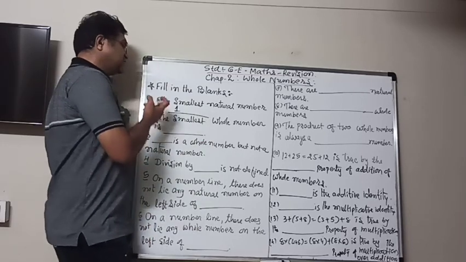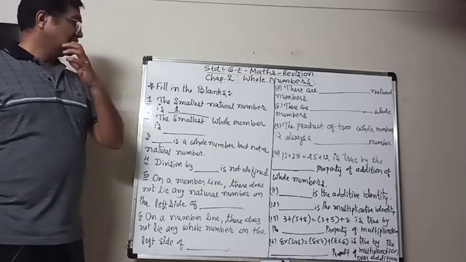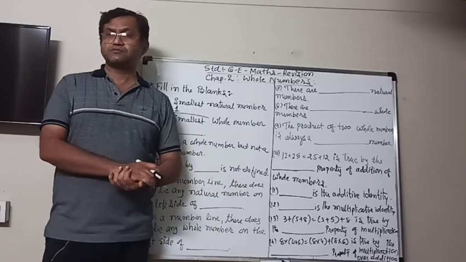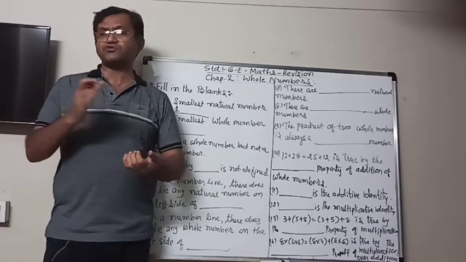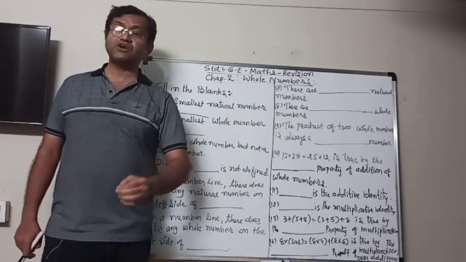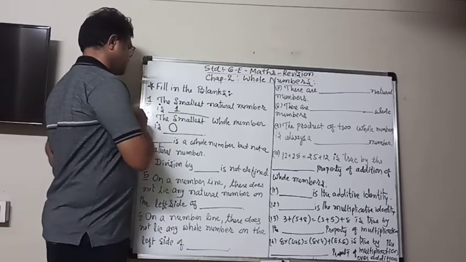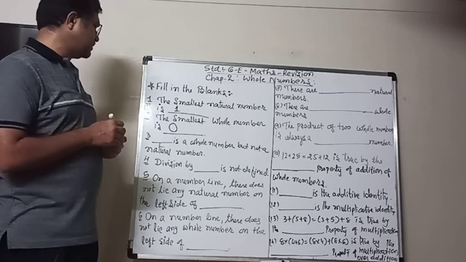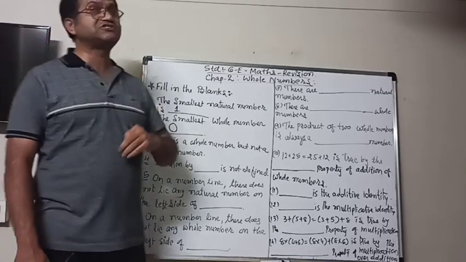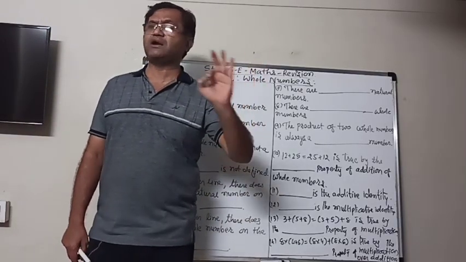And the second: the smallest whole number is blank. Whole numbers mean natural numbers plus 0. It starts from 0 and goes 1, 2, 3, 4 and so on. It means that 0 is the smallest whole number. Then the third blank says that blank is a whole number but not a natural number. Now we know the numbers 0, 1, 2, 3, 4.